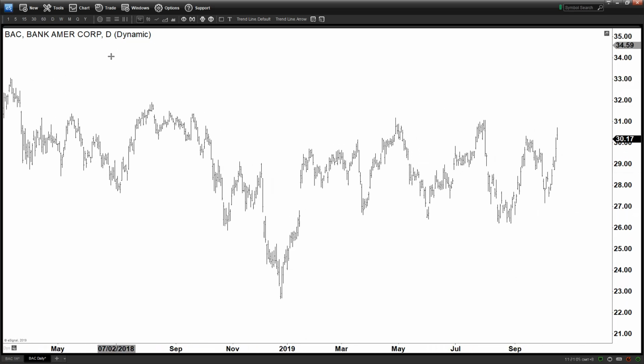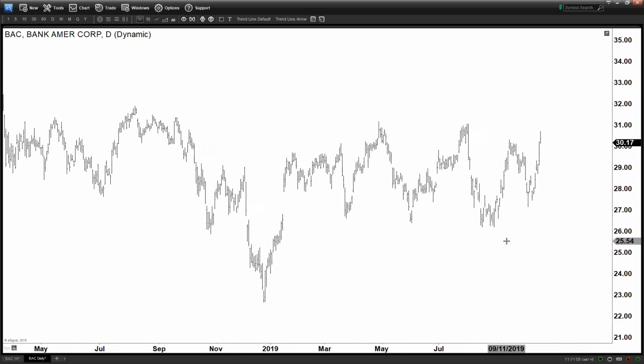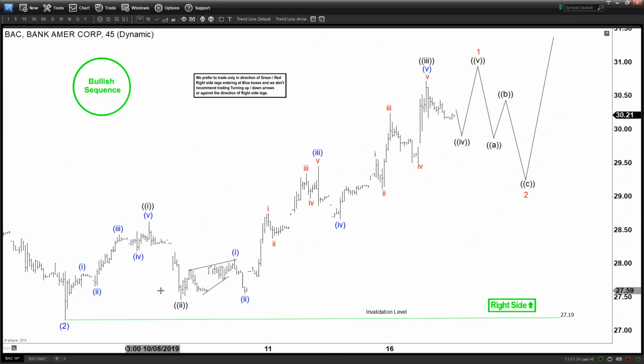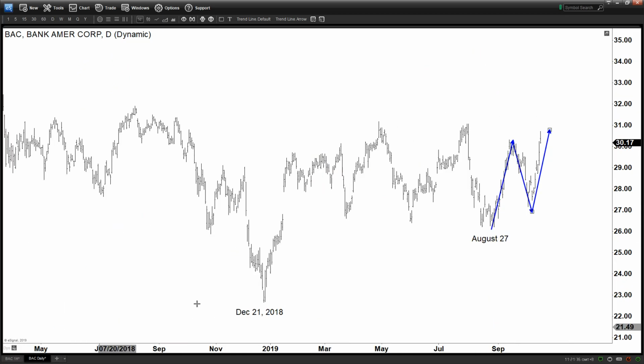If we take a look here on the daily chart, you got from August 27, and you have also here December 21st 2018. Now BAC has started to extend higher here, as you can see. Now again, this is a 1 2 3. This is your wave 2 here. Now I mean, obviously it can be an ABC or 1 2 3, but that doesn't matter, right?